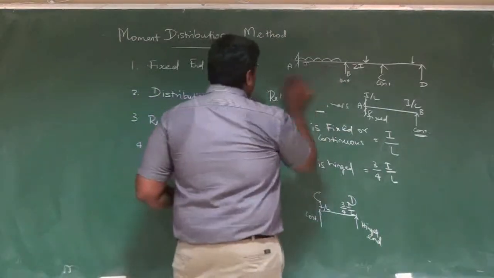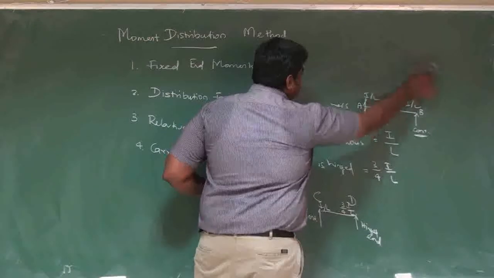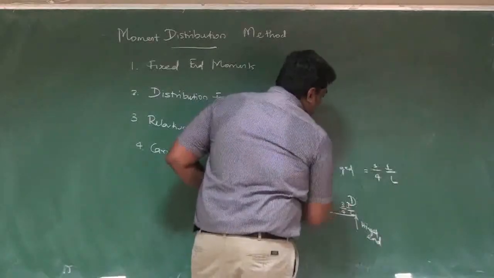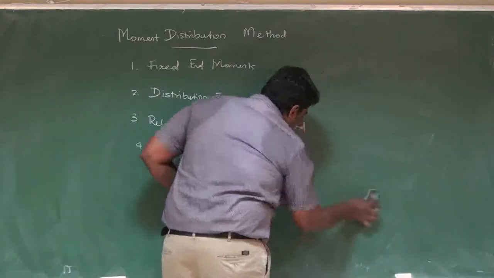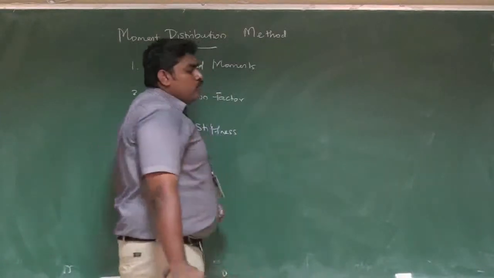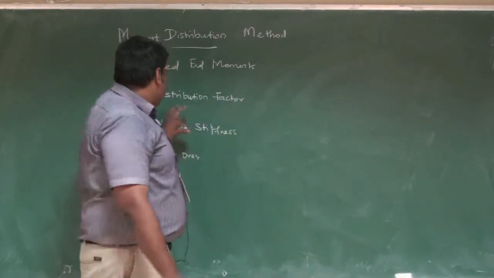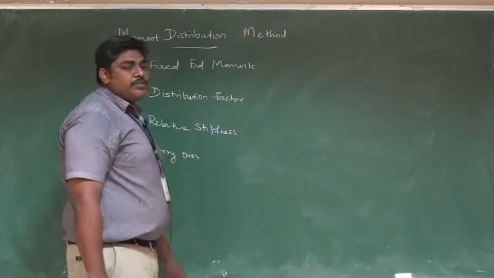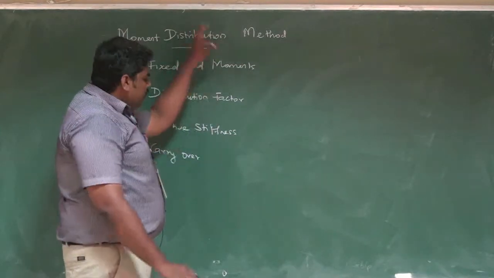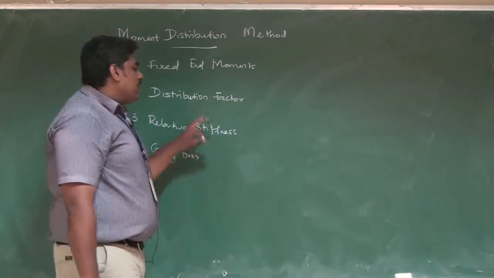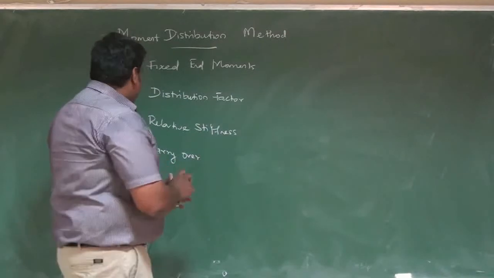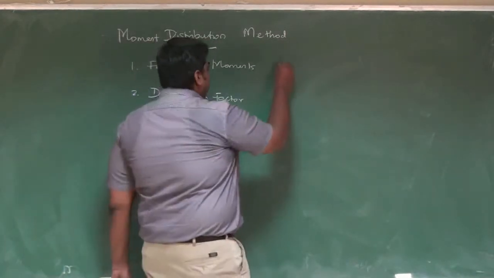So this is a very important term, based on which the moment distribution table is going to be formulated. Definitely when you make a small mistake in this relative stiffness calculation or the distribution factor, the complete problem becomes a mistake and you will not get the final answer correctly, right? Coming to the fourth one, carryover.